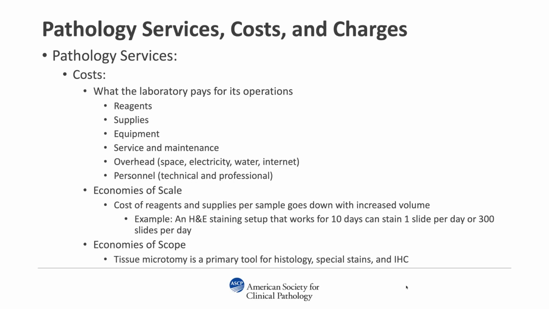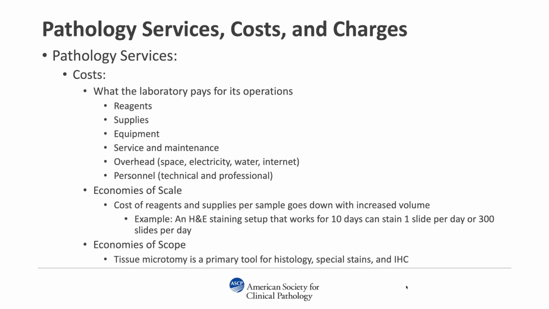You can't run a lab if everything is donated, because then where do you get the next donation? You have to spend a lot of time trying to find donations. You need to have a budget to buy these things in order to supply them to the services of the lab. So there is economy of scale in pathology services. The cost of reagents and supplies per sample goes down with the increased volume of the lab.